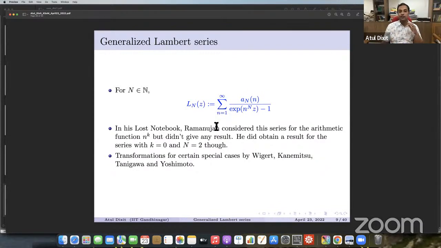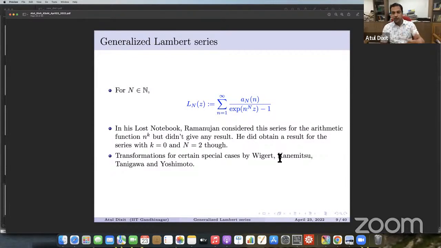In fact, depending upon the parity of n, he has two separate results. If n is even, he has an exact transformation for this Lambert series, of course, with the arithmetic function being identically equal to 1. And if n is odd, then he has only an asymptotic formula.